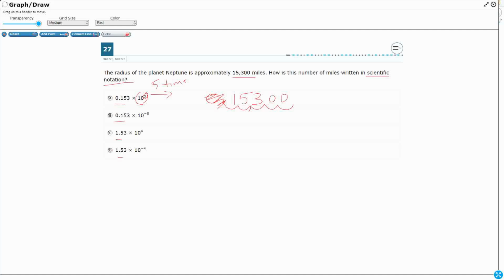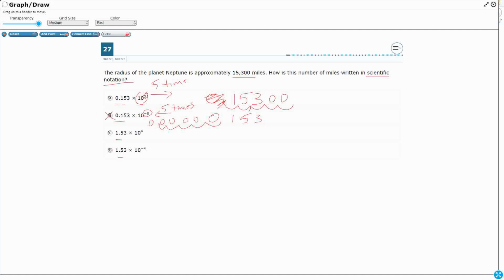Now, if we were to do this next one, we would go 0.153, but it's a negative 5. So we're going to go 5 times to the left. All right, so that's going to make it smaller. 1, 2, 3, 4, 5. So we're going to put some zeros in there, put a leading zero. Yeah, not going to work.